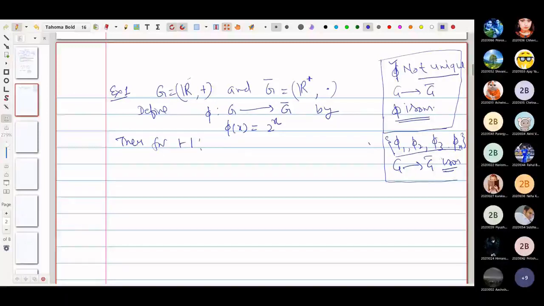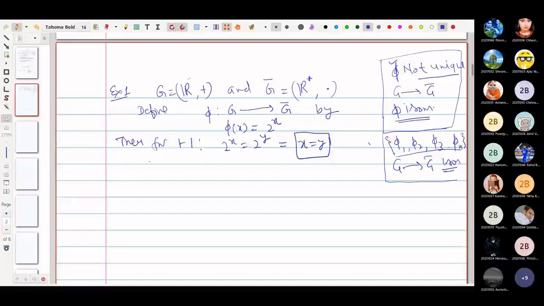For one-to-one, we can say 2 to the power x equals 2 to the power y. And you know that this is an infinite cyclic group. And for an infinite cyclic group, you know that if this holds, then x equals y. If you remember the theorem.